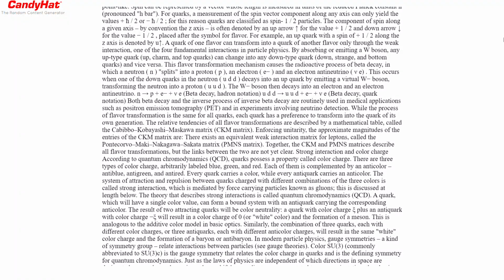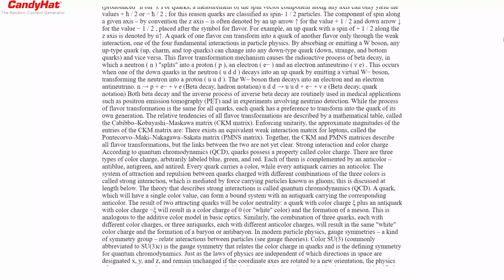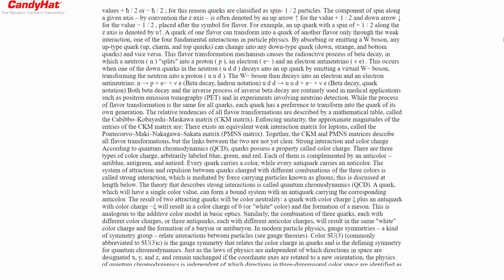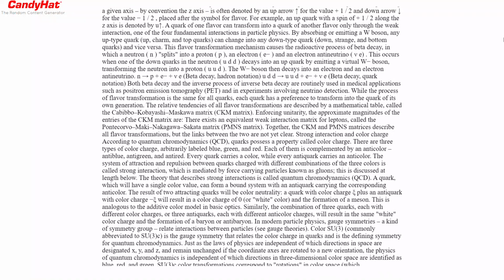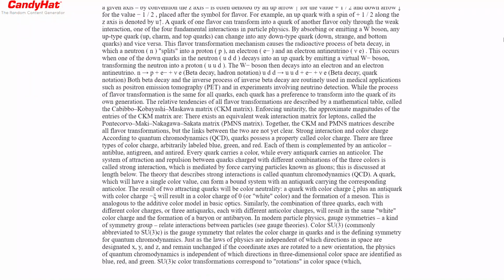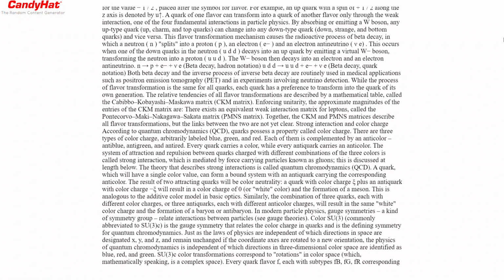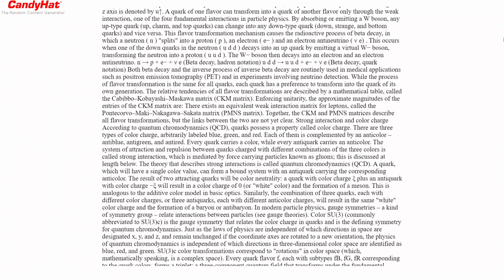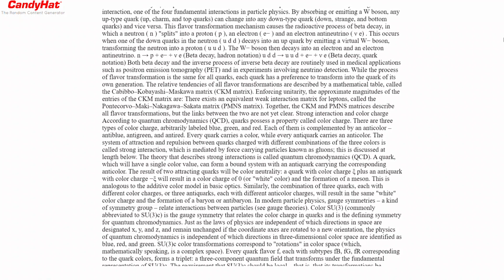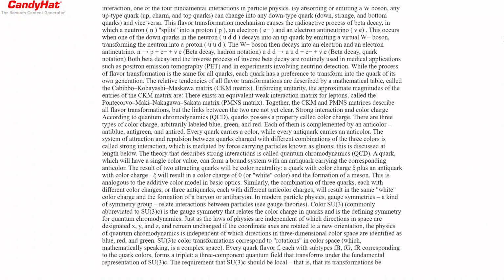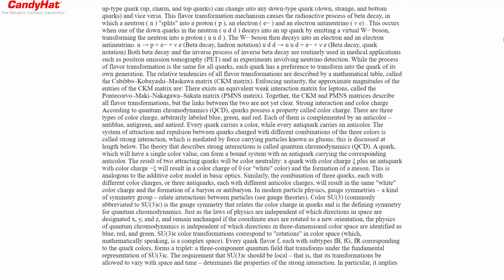In modern particle physics, gauge symmetries, a kind of symmetry group, relate interactions between particles. See gauge theories. Color SU(3), commonly abbreviated to SU(3)c, is the gauge symmetry that relates the color charge in quarks and is the defining symmetry for quantum chromodynamics. Just as the laws of physics are independent of which directions in space are designated x, y, and z, and remain unchanged if the coordinate axes are rotated to a new orientation, the physics of quantum chromodynamics is independent of which directions in three-dimensional color space are identified as blue, red, and green. SU(3)c color transformations correspond to rotations in color space, which, mathematically speaking, is a complex space.